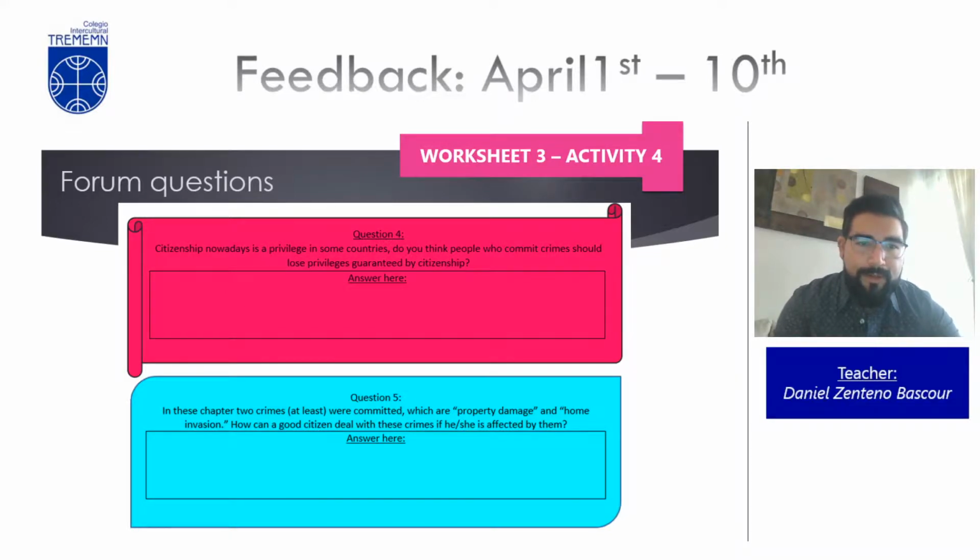In question 5, the question was, in this chapter, 2 crimes at least were committed, which are property damage and home invasion. How can a good citizen deal with these crimes if he or she is affected by them? So here the answers were pretty much call the police. Of course, we would call the police if something else happens. But I wish that maybe we could have a larger discussion on what other things you could do in this case.